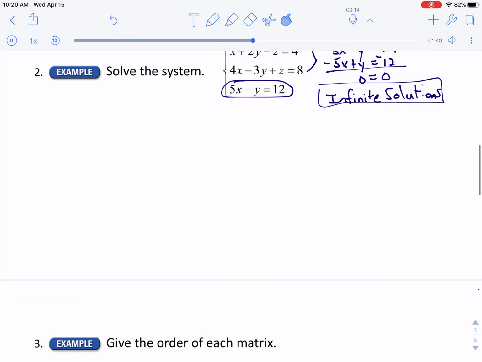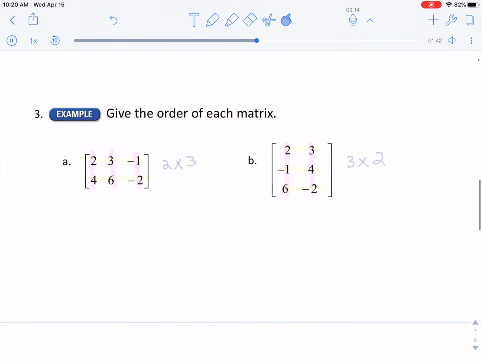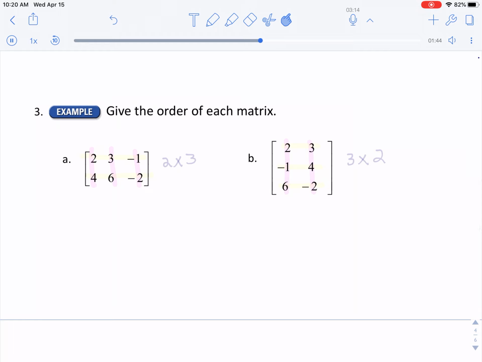Let's go ahead to problem 3. Give the order of each matrix. So the rows, remember, are the horizontal, so there are 2 rows, so that number goes first. And then by, the columns go second, and the columns are 1, 2, 3. So this is a 2 by 3 matrix, and that's called the order of it.